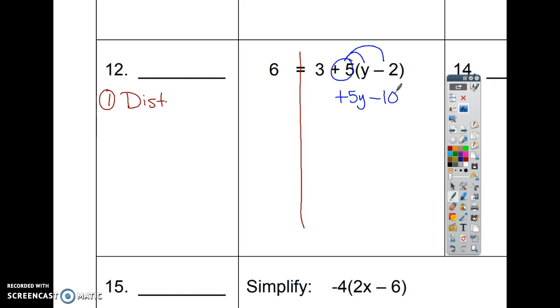Now remember, all of this you can do in the calculator. 5 times 1, that's an invisible 1, gives you 5, and 5 times negative 2 gives you negative 10. Bring down the 3, bring down the equal sign, bring down the 6.